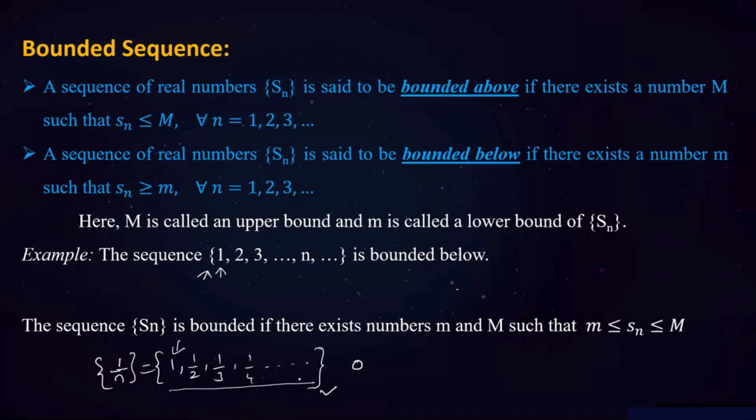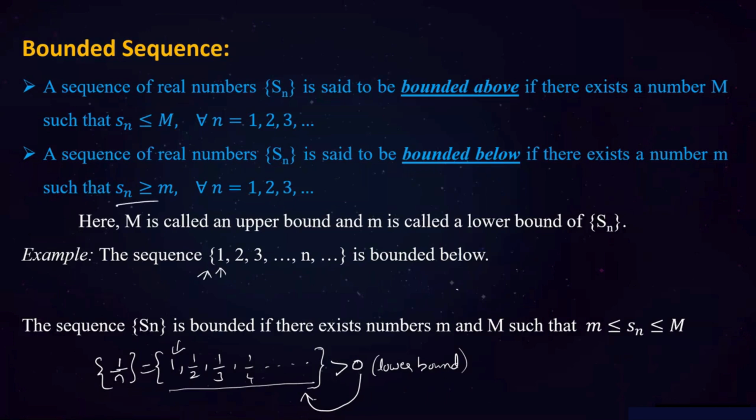In a similar way, I can say all these numbers in the sequence are clearly more than or equal to 0. I cannot even say equal to 0. They are strictly more than 0, right? Though 0 is not a member of this sequence, I can take this 0 as a lower bound for this sequence. Why am I taking this as a lower bound? Because all the members of this sequence are clearly greater than 0.